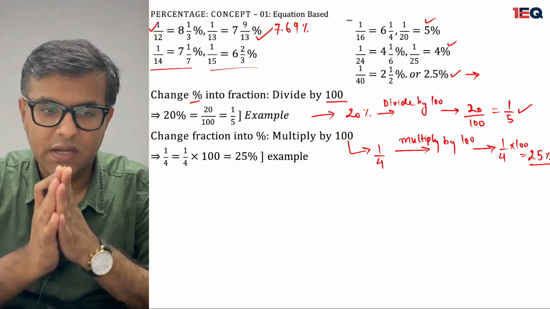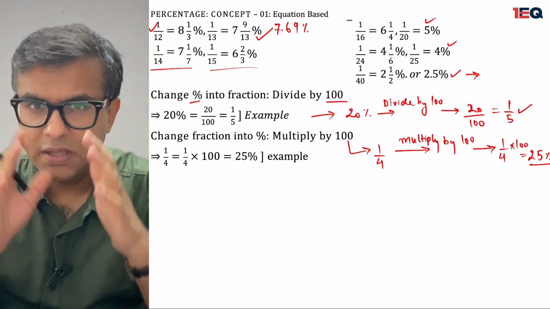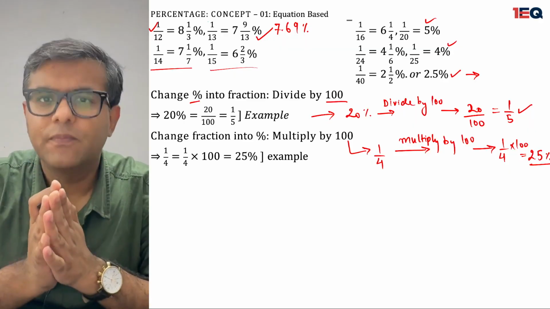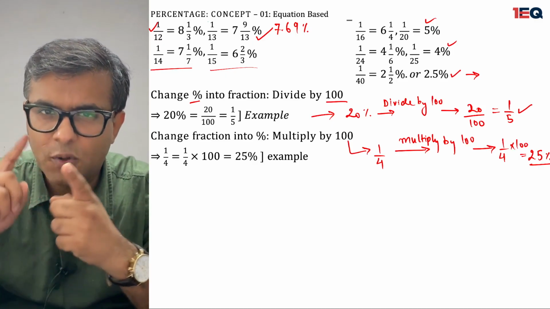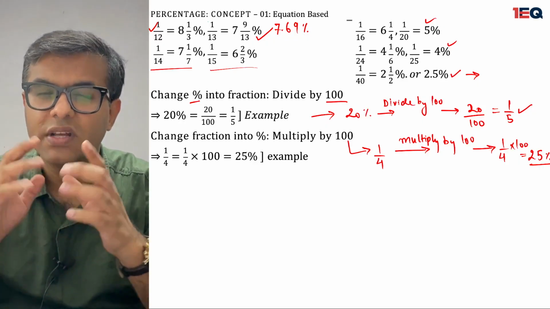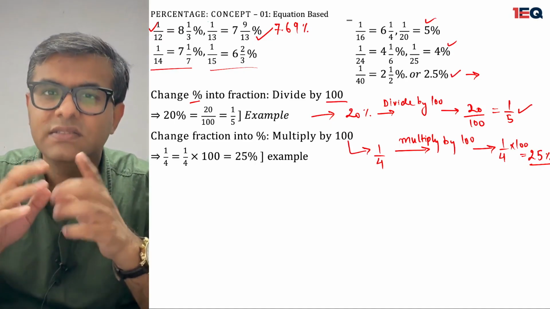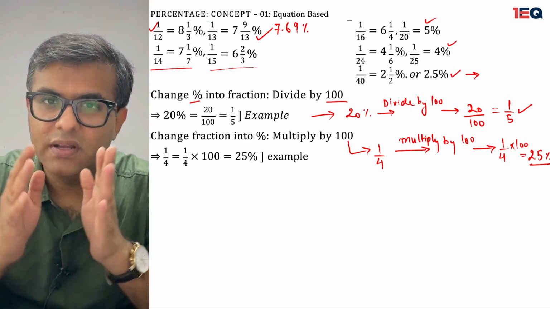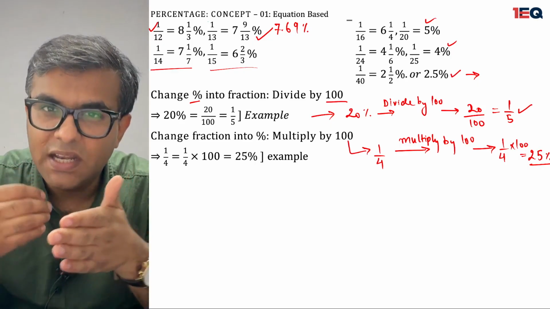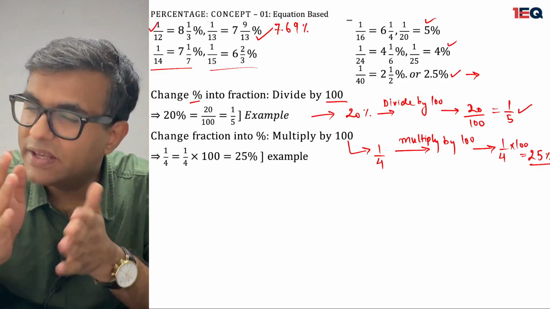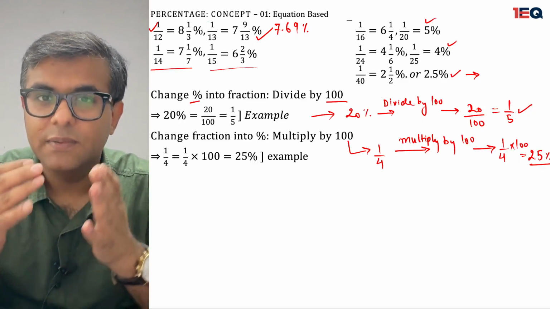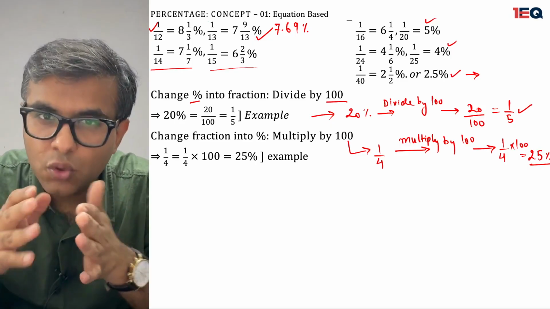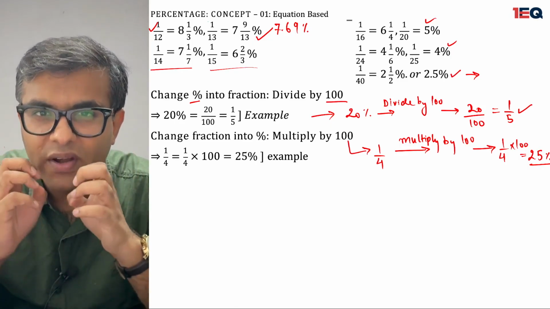I would request the viewers, I would request the students to come back, look me right in the eye, and talk about all the fractions which we've talked about and converted them into percentages. Repeat after me. 1 upon 1 is 100%. 1 upon 2 is 50%. 1 upon 3 is 33.33%, and not just 33%. 1 upon 4 is 25%. 1 upon 5 is 20%. 1 upon 6 is 16 2 by 3%, or 16.66%. 1 by 7 is 14 2 by 7%, or 14.28%. 1 by 8 is 12.5%.